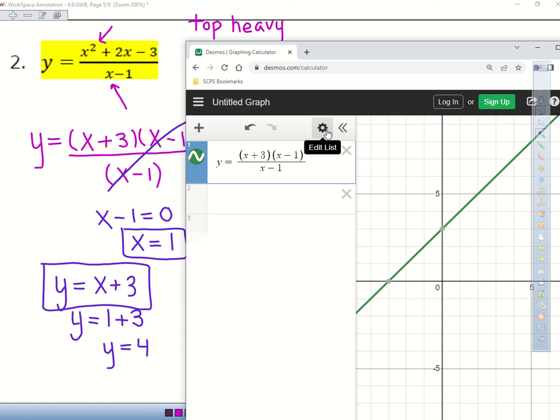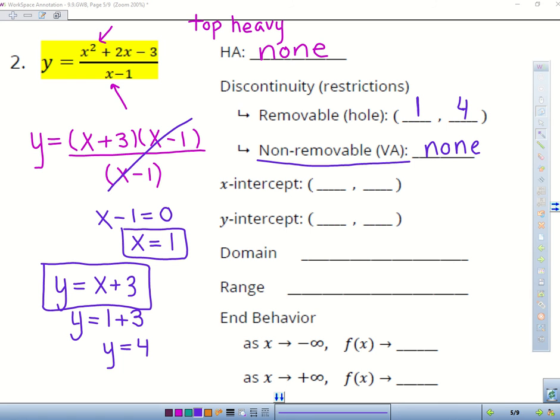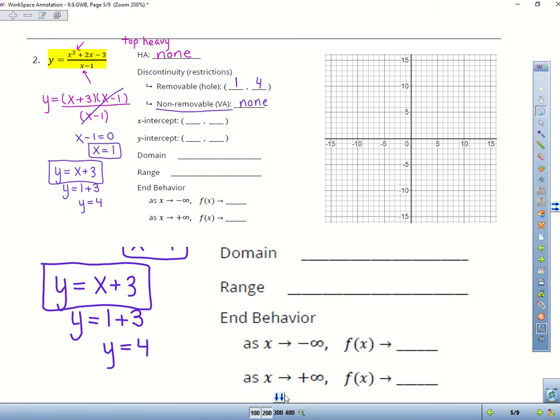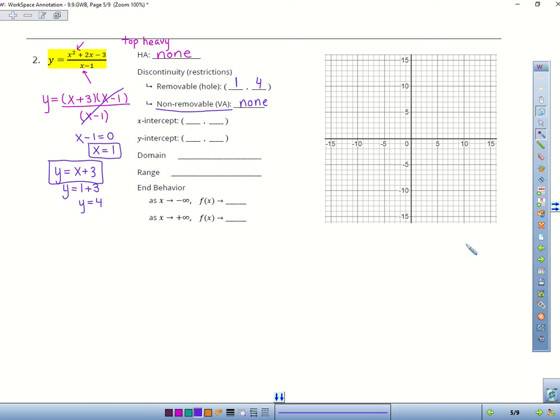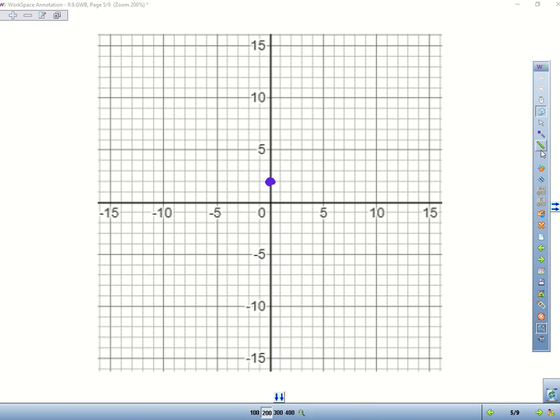So I go to the table, but do we really need a table to graph this? No. This is just a linear function with a y-intercept of 3, okay, and a slope of 1, right? So 1 over 1, up 1 over 1. But like I said, just like any other function, you can definitely use the table if you want.